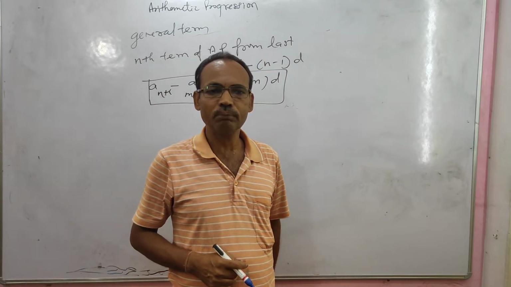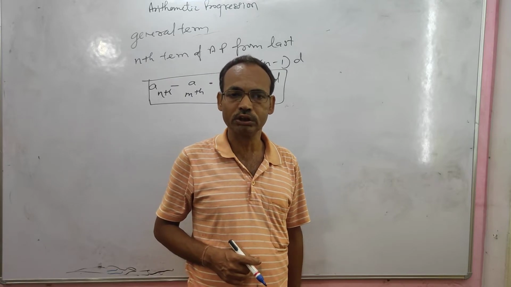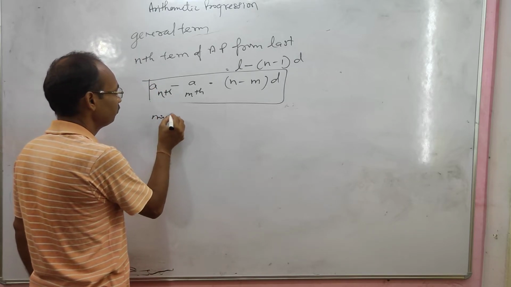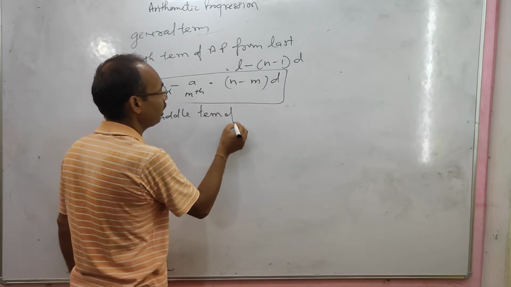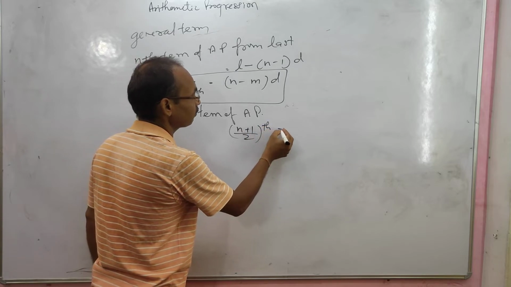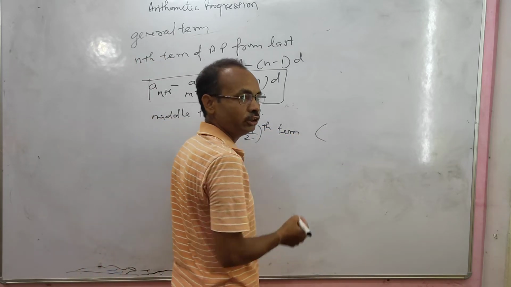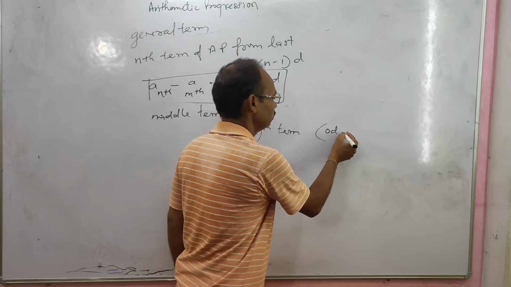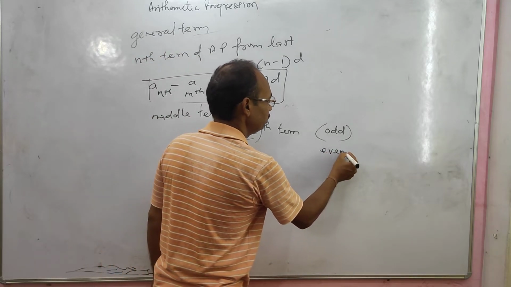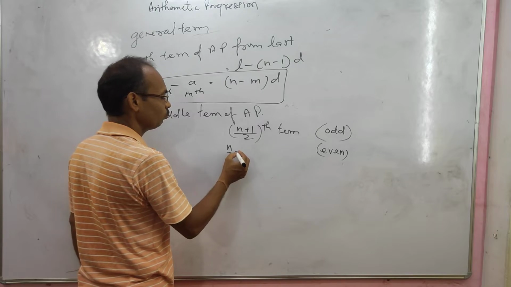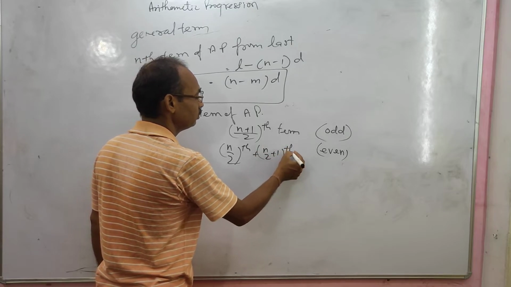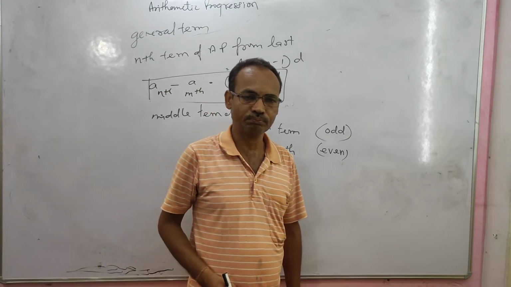If you want to know the middle term of an AP, then there are two conditions. For the middle term of an AP, use the n plus 1 upon 2 term when n is odd. And how can you get it when n is even? Then use this formula to find the middle term: n by 2 plus 1. You can easily get the middle term.